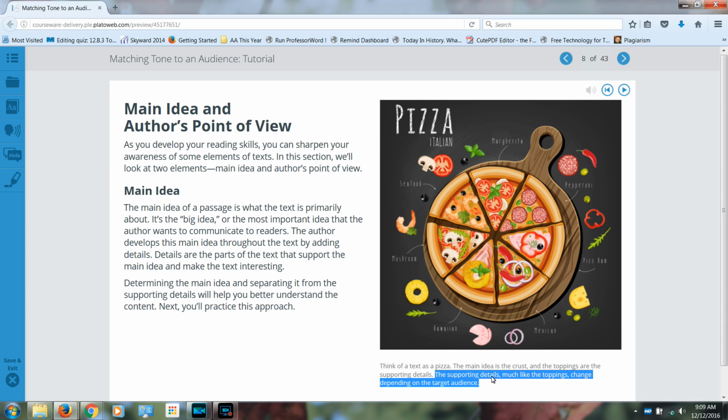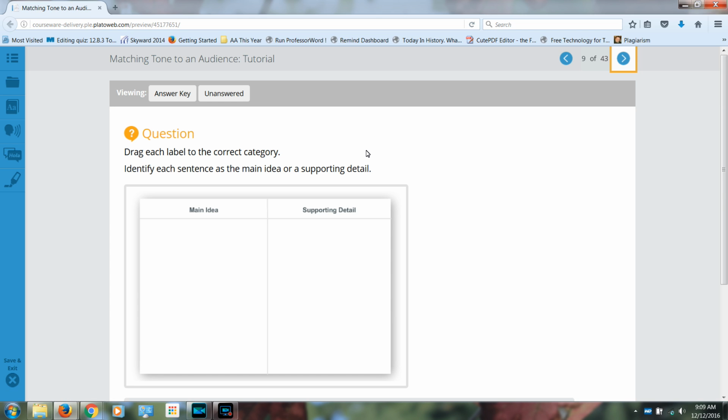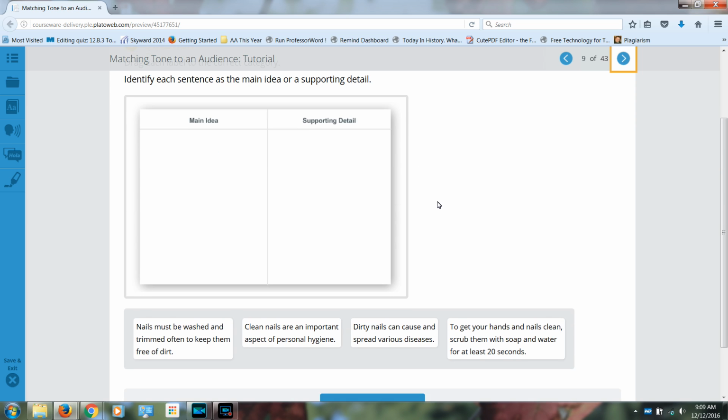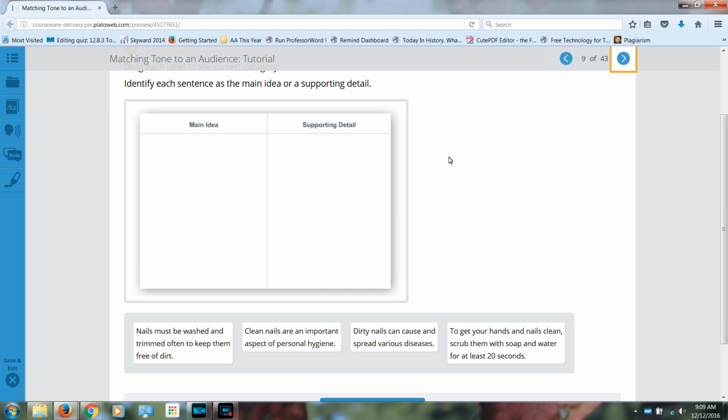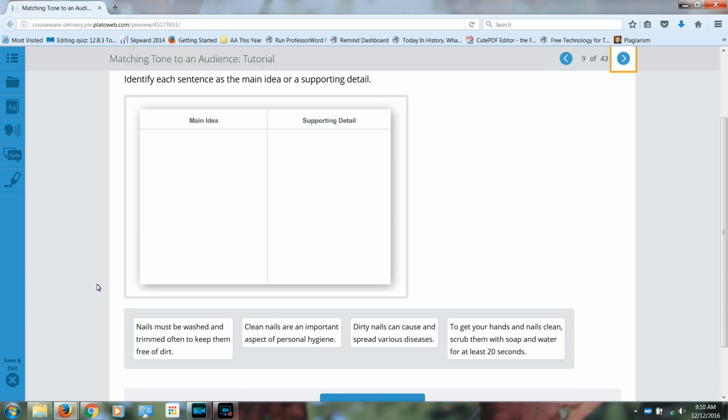Okay, main idea, that's the big idea. Author's point of view, he's telling you what his view, what his approach is on the subject matter. Okay, as we go into the next one, we're going to be labeling which one of these is a main idea and what is a supporting detail. Okay, we're talking, in this case, notice here they're talking about hygiene and what you need to do.